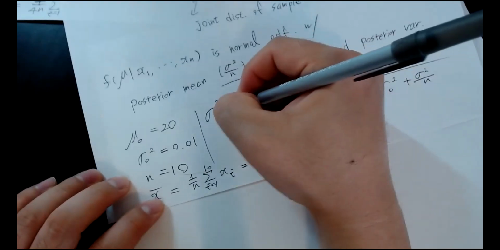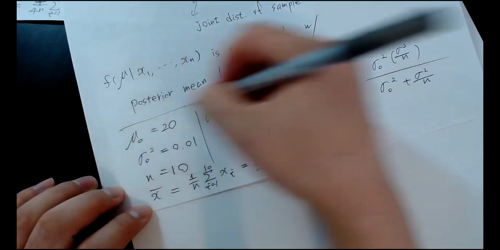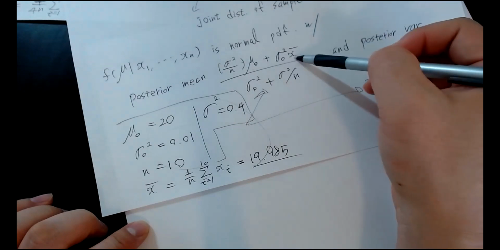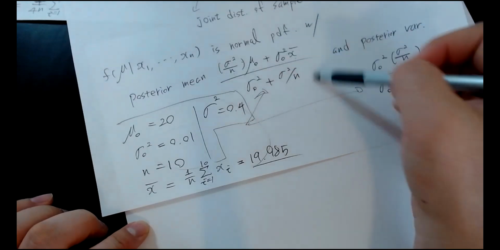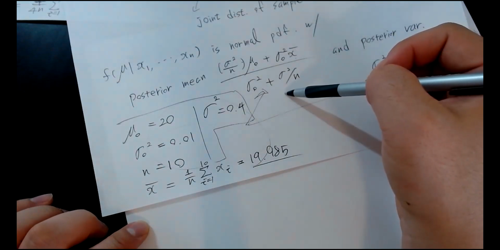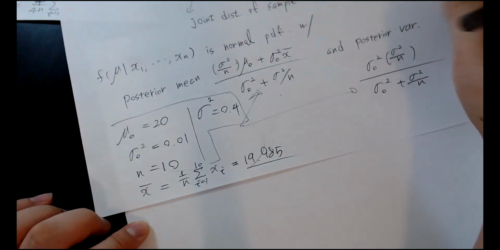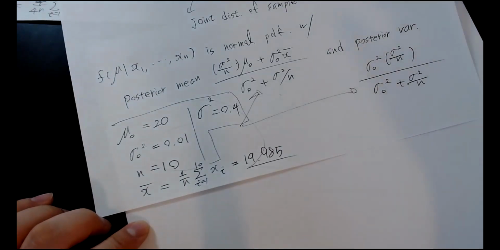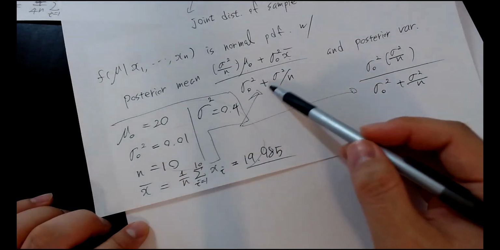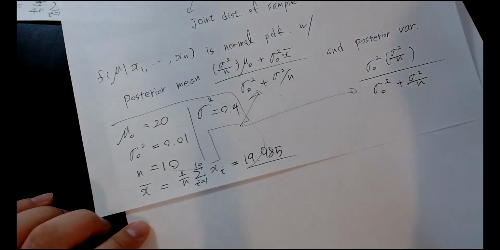Oh, I forgot one more thing. The variance, right? The population variance is given, 0.4. Sorry, this is all given. So we know sigma square, we know n, mu zero, x bar, sigma zero square. All the parameters are given, right? So the only thing you have to do is plug all these numbers into the formula, posterior mean and posterior variance.